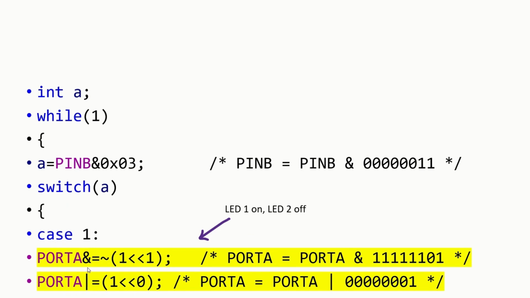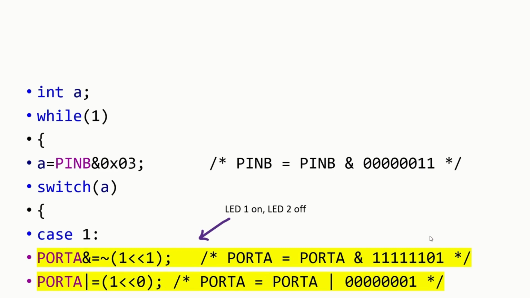For that we use the port A data register. In the data register we have to write 1 and 0 corresponding to LED 1 and LED 2 respectively. As LED 1 is connected to PA0, we have to set this bit in the port A data register, and LED 2 is connected to PA1, so we have to reset bit number 1 of the port A data register.